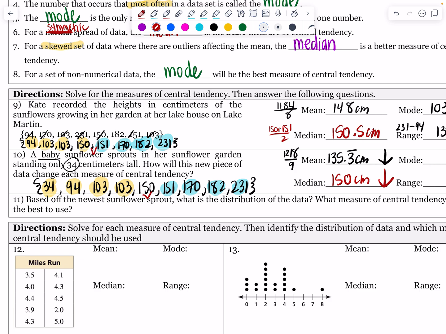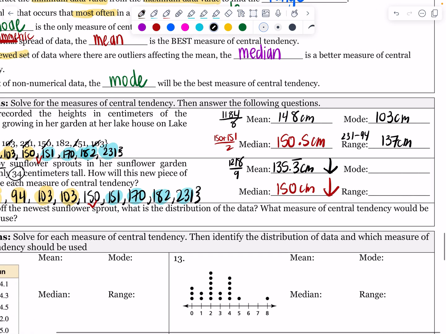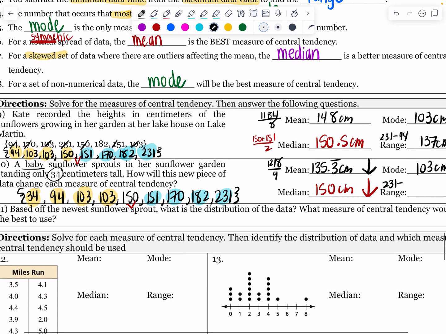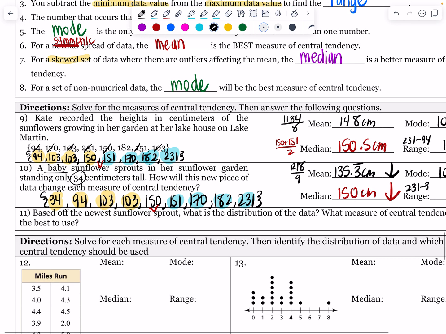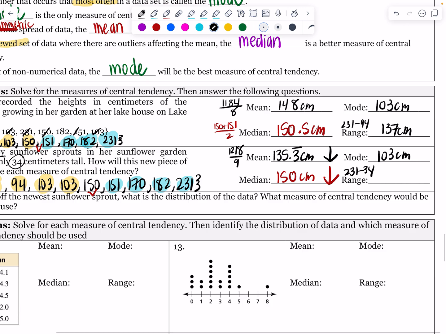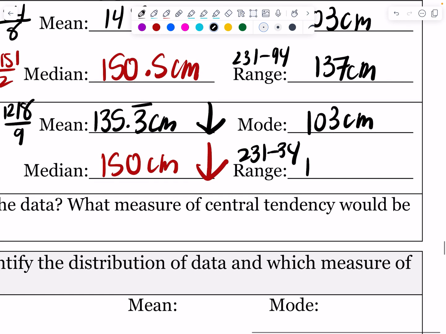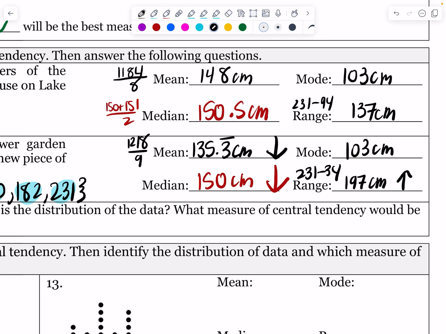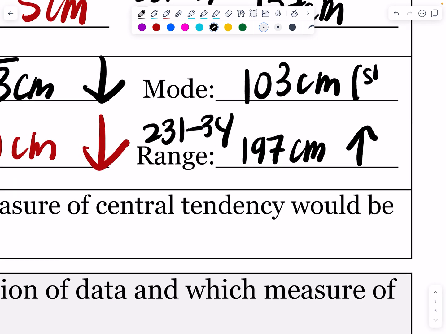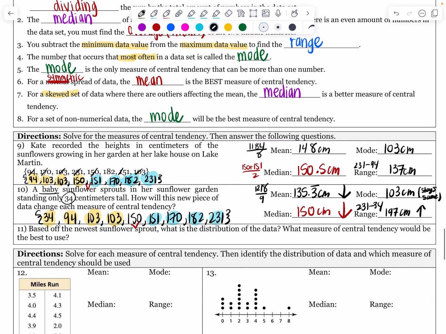All right, and then what does the mode do? The mode is not impacted. It's still 103 centimeters. And then what does my range do? My range does change. It's going to be 231. Instead of minus 94, it's going to be minus 34. So what is 231 minus 34? It's going to be a much bigger range. It's going to give me a range of 197 centimeters. So, of course, that's going to increase. So I'm going to say that this stays the same. The arrows down mean that they decreased. The arrows up mean that they increased.